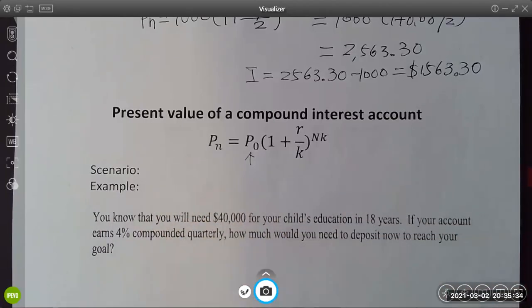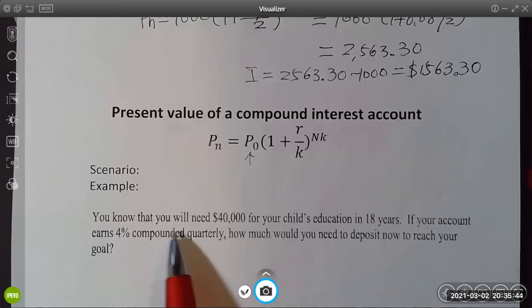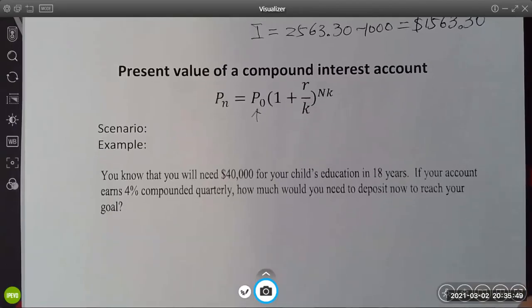Okay, scenario. Let's mention a real life scenario so that you know this is practical, this makes sense in real life. Actually we can read this one to explain the scenario. It says you know that you will need 40,000 for your child's education in 18 years, like a newborn baby. If your account earns 4% compounded quarterly, how much would you need to deposit now to reach your goal?